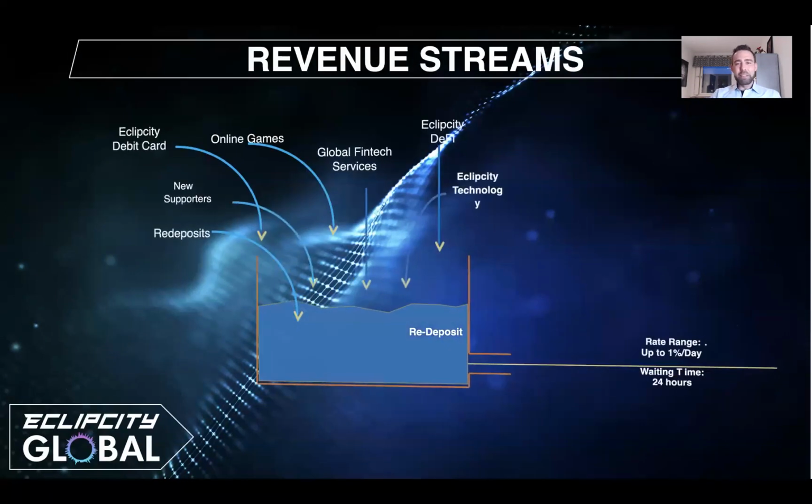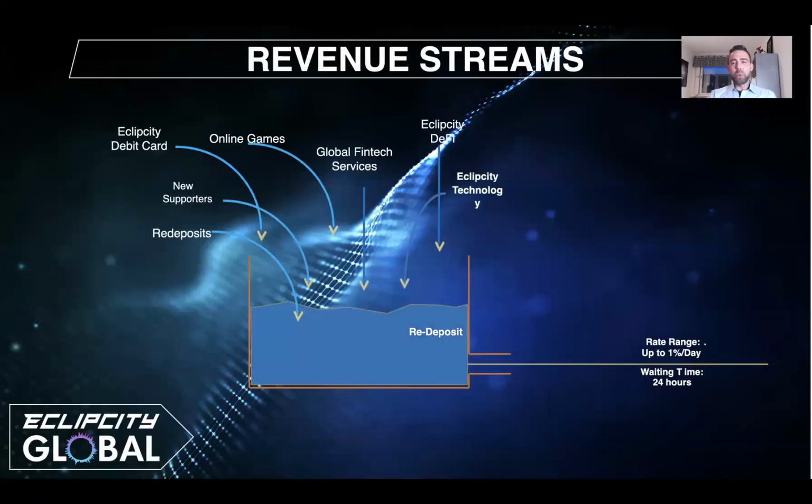Now, let's have a look at the revenue streams that are fueling and will be fueling the community fund. Starting from the left, we see new supporters that are coming into the EclipCity ecosystem, to EclipCity Global, and making a contribution to the contract, to the global community fund. We also have redeposits from everyone that has received 310% already. Usually they make a double deposit because they're following the X2 strategy to build their daily residual income.